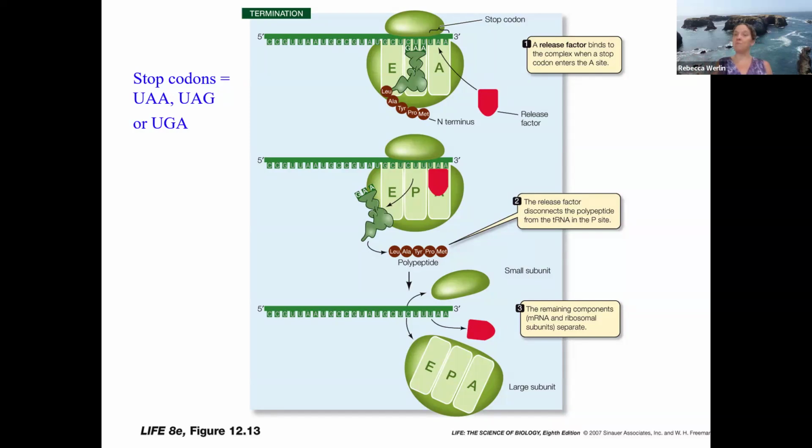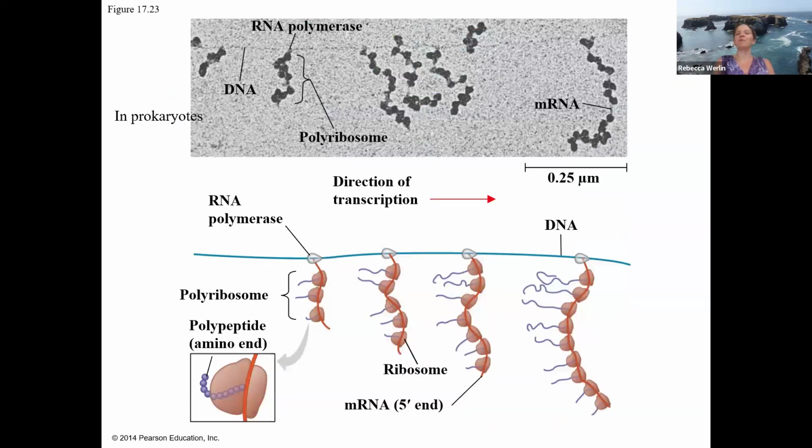And all of those things can then be reused. The small subunit can go find a new messenger RNA, the large subunit can go find a new small subunit, and the release factor can go find the new stop codon. So all of those are reusable, and now you've translated the protein product. So remember, in prokaryotic cells, you can be actively transcribing genes off the double-stranded DNA using RNA polymerase. And as that RNA polymerase is polymerizing the transcript, you can have ribosomes translating that transcript to a polypeptide protein product.